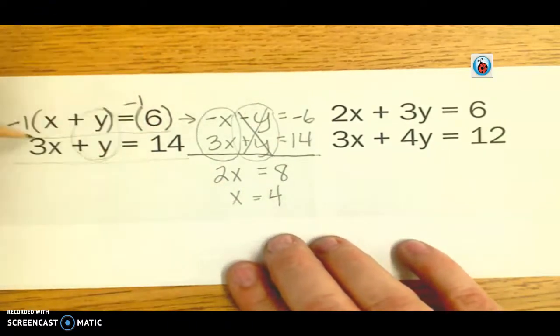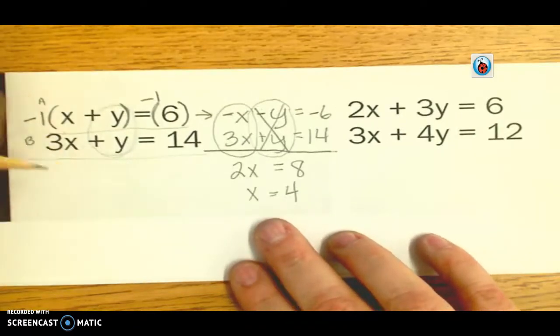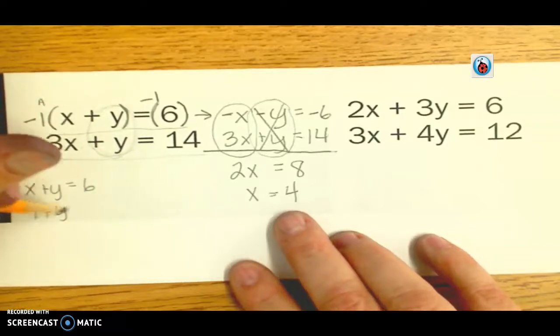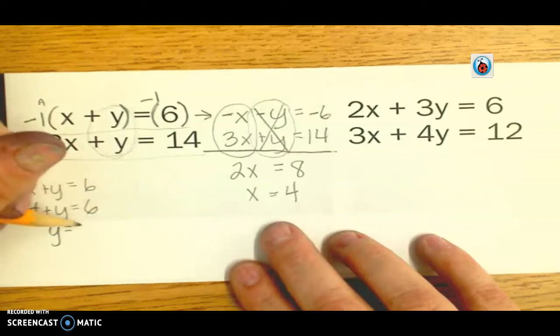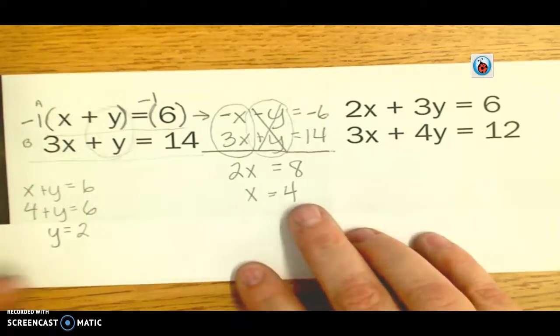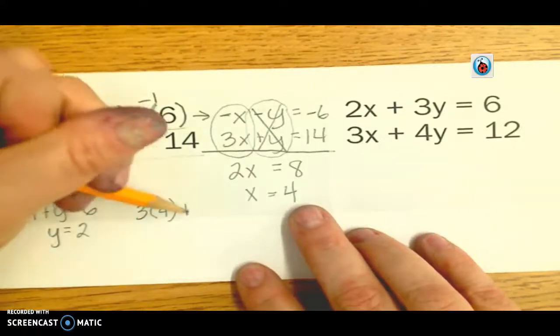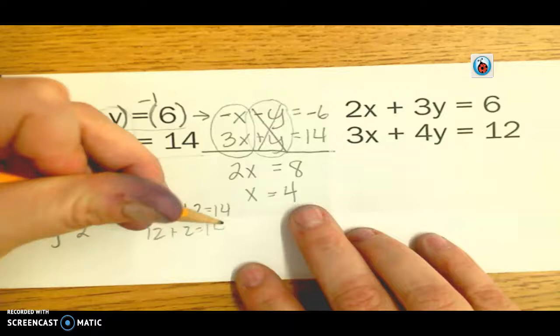Then I can go back to my original equation. Let's call it equation A and B. And I can find my y value. Okay, x plus y equals 6. 4 plus y equals 6. Again, hopefully you know that in your head, but I am showing all of my beautiful math work. And then I might test it out just to make sure. Let's see, does 3 times 4 plus 2 equal 14? 12 plus 2 equals 14.